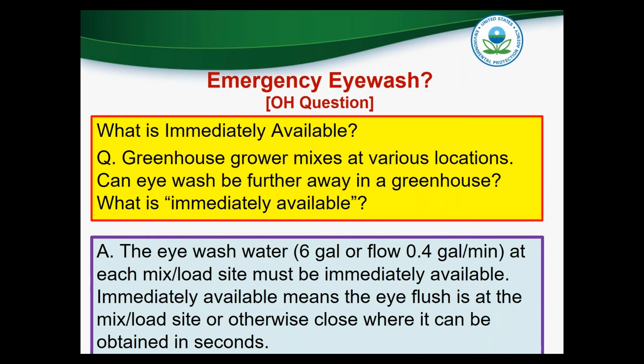Next slide. What is immediately available? Greenhouse grower mixes at various locations within the greenhouse. Can eyewash be further away in the greenhouse? And what is immediately available? This is a question that's kind of popped up over and over many years.